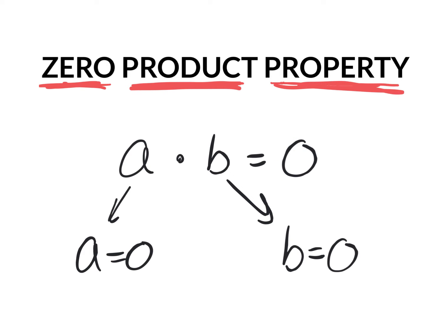I mean, think about it. 3 times what will give you 0? The only number that could be here is 0. Or 5 times what will give you 0? Well, this has to be 0. So either one or the other or both could be 0. So the zero product property allows us to split a complicated looking equation into smaller, simpler equations, mainly one-step or two-step equations that we could solve, okay?